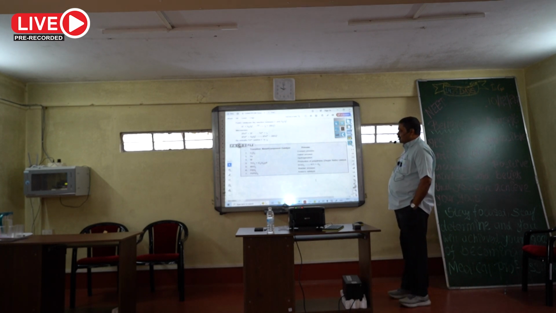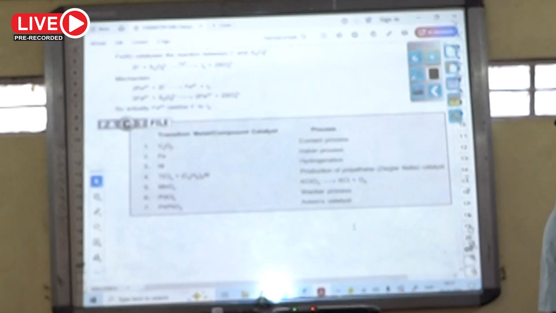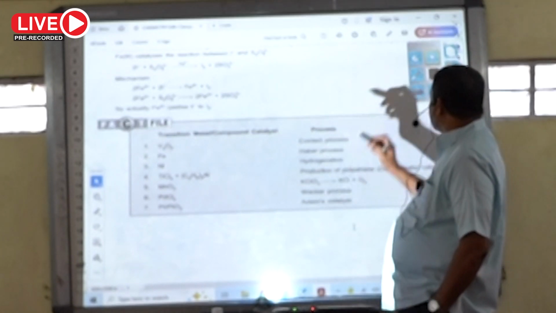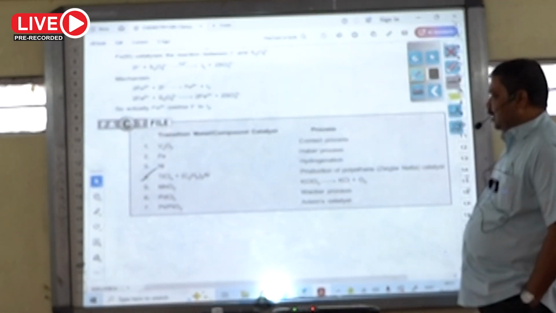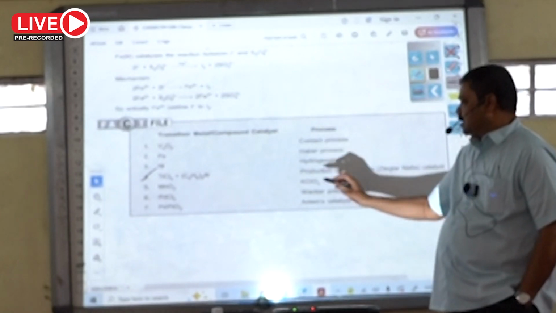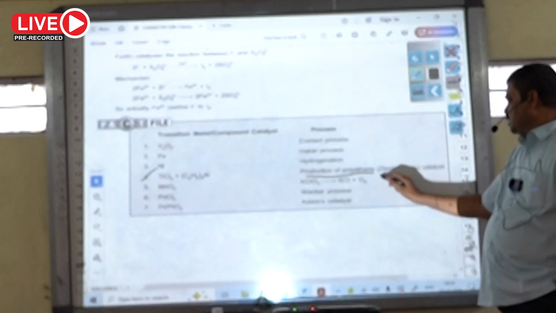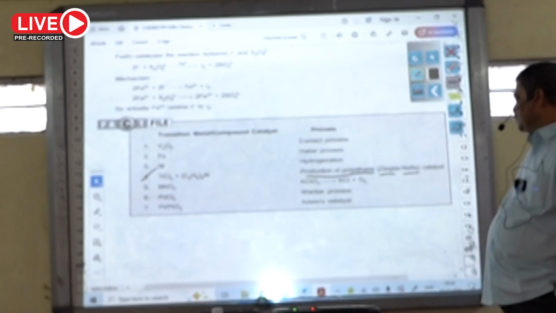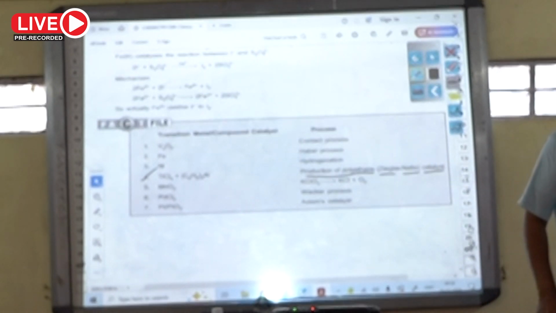Titanium tetrachloride plus triethyl aluminium, TiCl4 and triethyl aluminium. This catalyst is used in the production of polythene. It is called a Ziegler-Natta catalyst. They received the 1963 Nobel Prize in Chemistry for this catalyst.